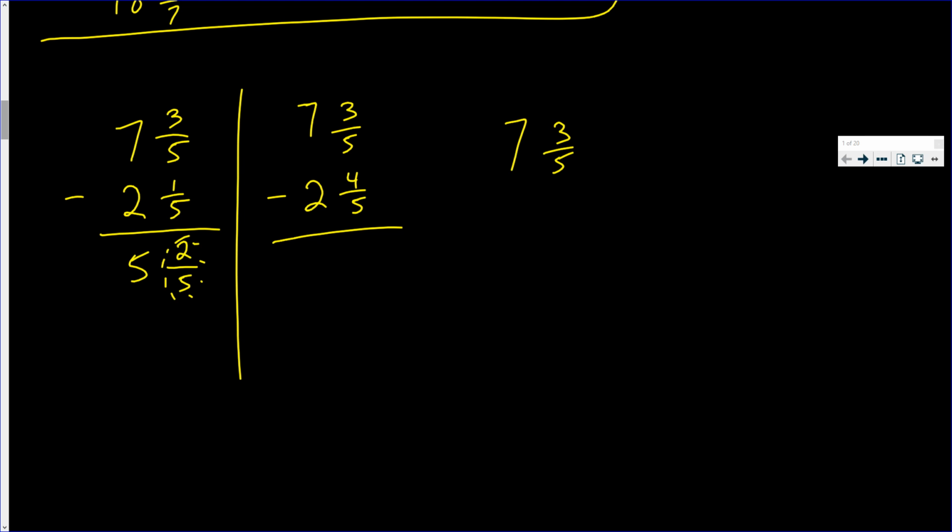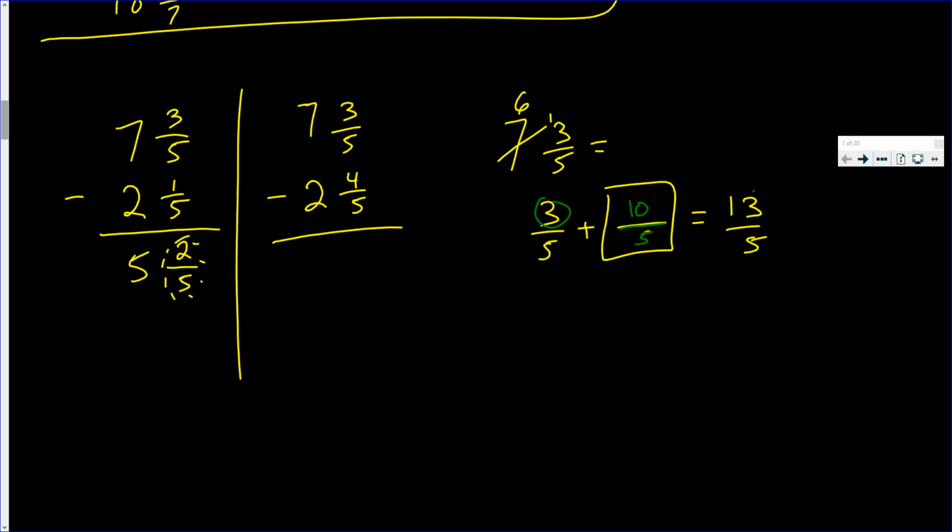Many students may say, well, this is simple. I'll borrow here and I'll make that 13. Well, let's look at that. So you have 3 over 5. Now, what did you add to get 13 over 5? And I'll give you a hint. The answer is something over 5. Well, 3 plus 10 is 13. So now I borrowed 1, but I added 10 over 5, which happens to be 2. That doesn't work.